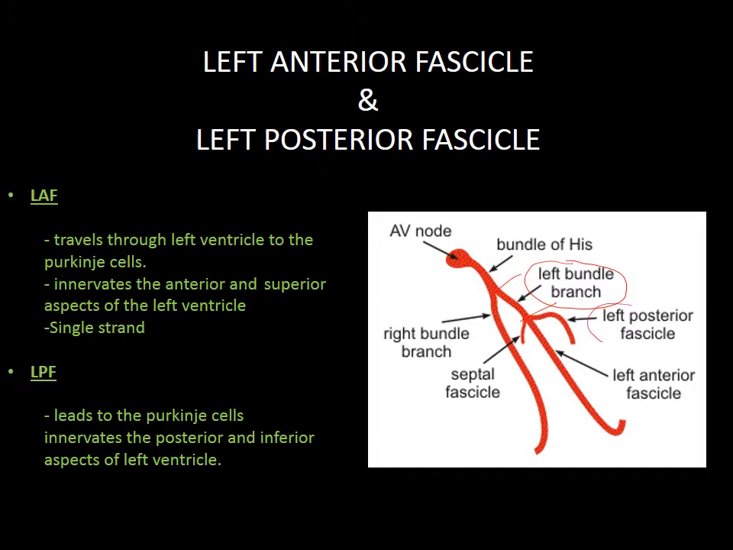Then we're going to see the left posterior fascicle. This is where it is right here. And then this is where the left anterior fascicle starts. So the bundle branch doesn't travel all the way down. We just did that to simplify the cardiac conduction pathway. So the left bundle branch is only about here to here. And then the left anterior fascicle will complete that and then move on to the Purkinje cells. I hope this makes sense. Let's move on to the next slide.